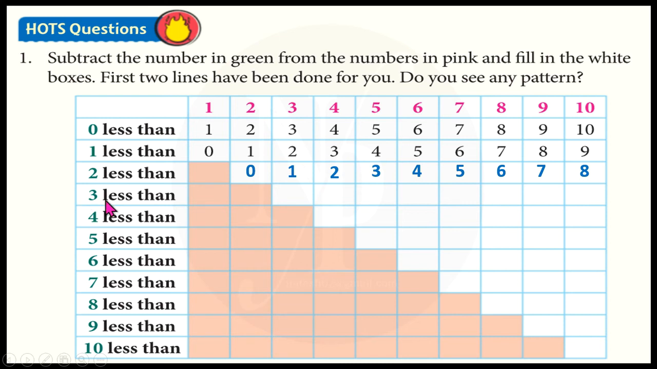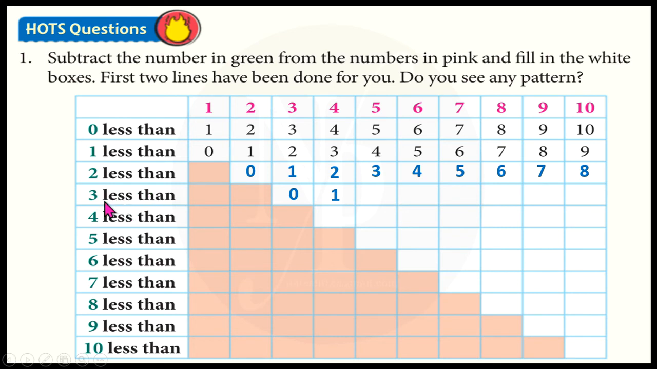Next, in the next row we have 3 less than this number. 3 less than 3 is 0. Subtracting 3 from 3 we get 0. So we should write 0 in this box. And then 3 less than 4. Subtracting 3 from 4 we get 1. Write 1 in this box.